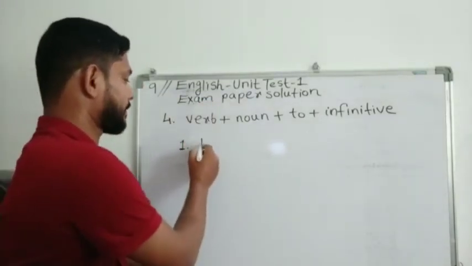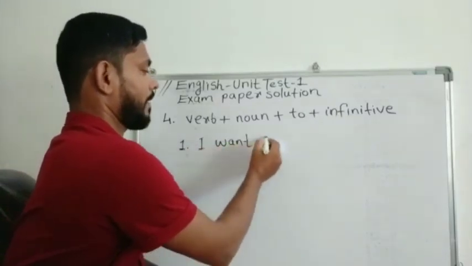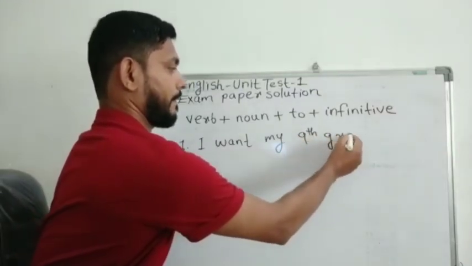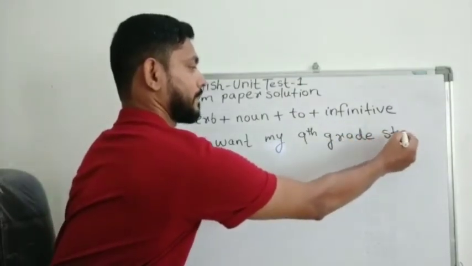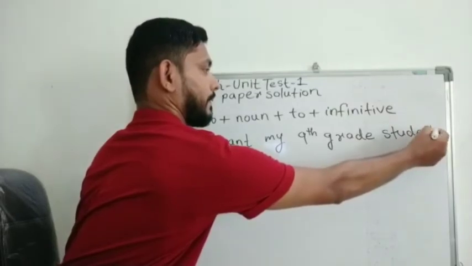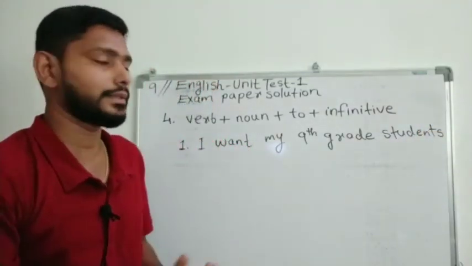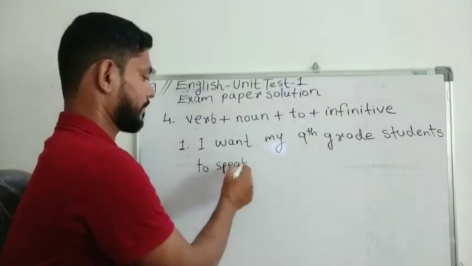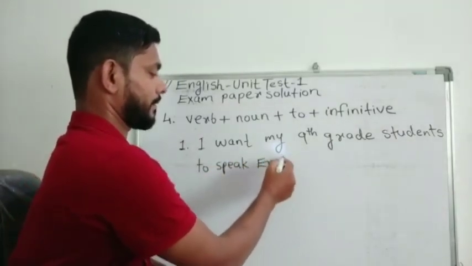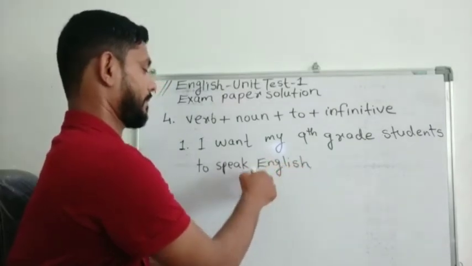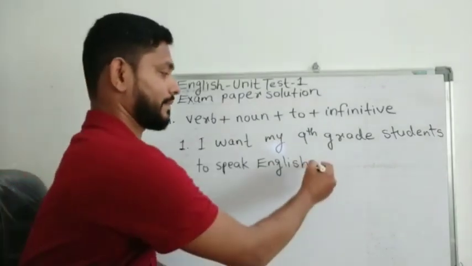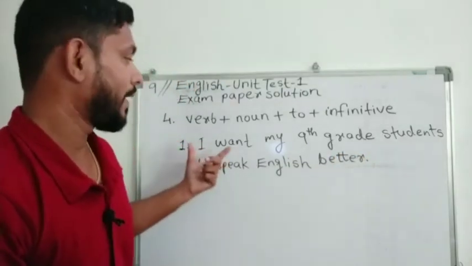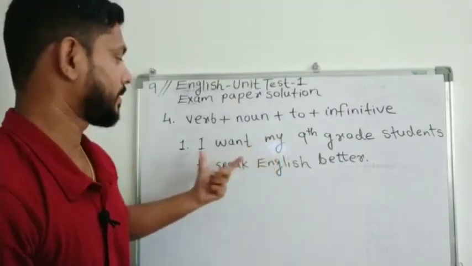Okay, let's see one sentence. I want my ninth grade students to speak English better. ओके एक सिंपल सेंटेंस हो गया ना, पता चलेगा आपको. I want my ninth grade students to speak English better.